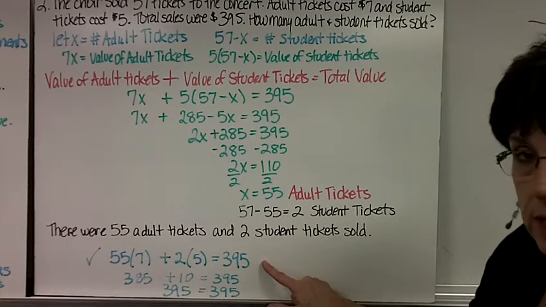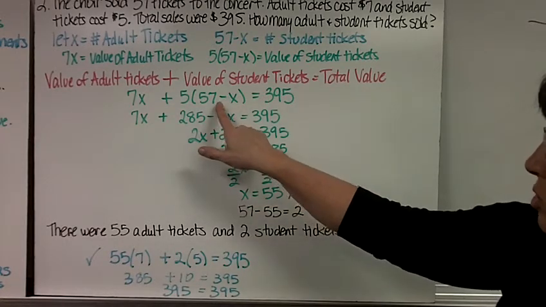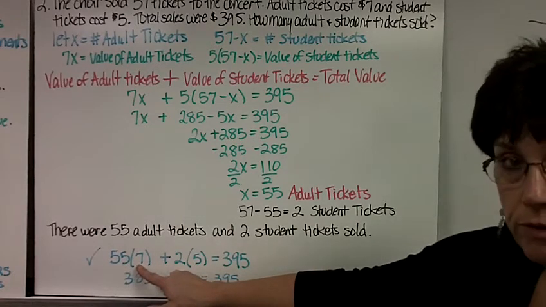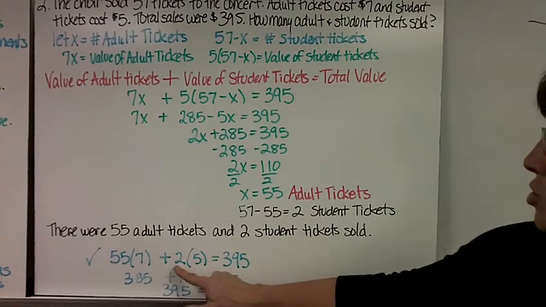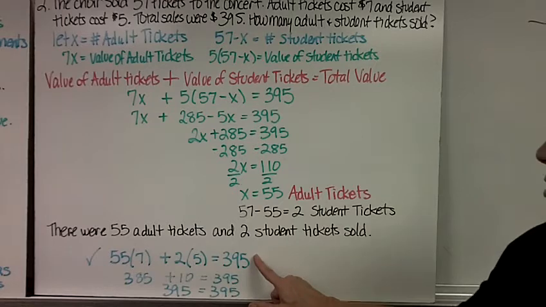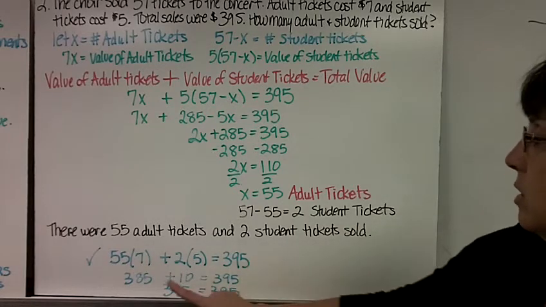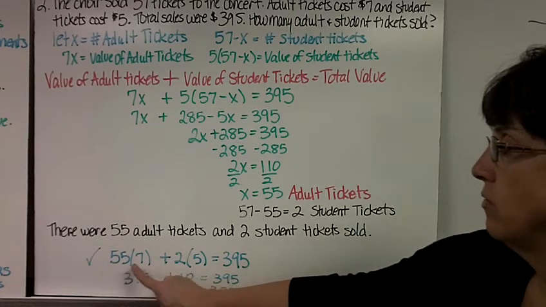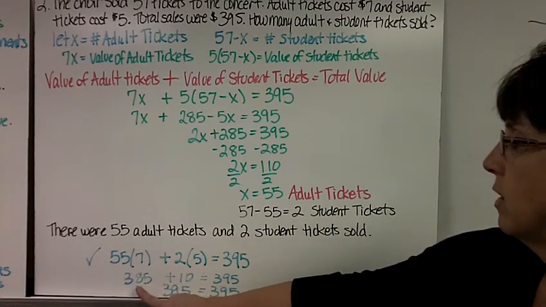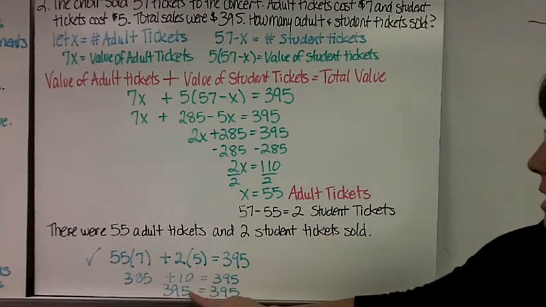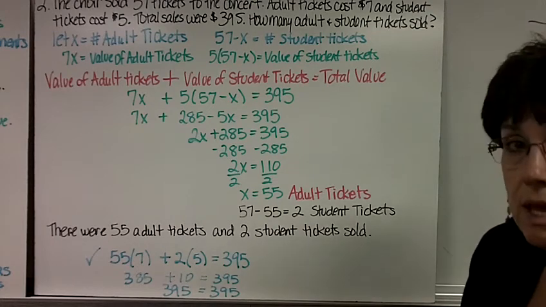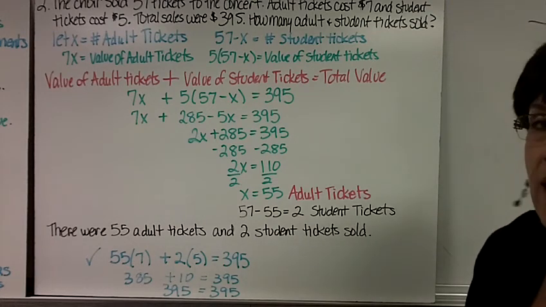And now how we would check that is to substitute it back into our original problem. So 55 times 7, because there are 55 tickets at $7 each, plus 2 times 5, because there are 2 student tickets at $5 each, would need to equal 395. All right, 7 times 5 is 35, 350. 350 plus 35 is 385, plus 10 is 395. And that's how you would check it. And you would do your coins the same way to check it. That's it.